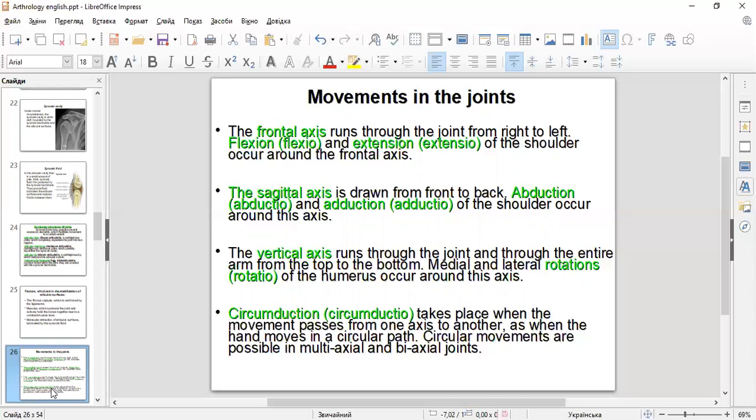Circumduction, circumductor, takes place when the movement passes from one axis to another, as when the hand moves in a circular path. Circular movements are possible in multi-axial and bi-axial joints.